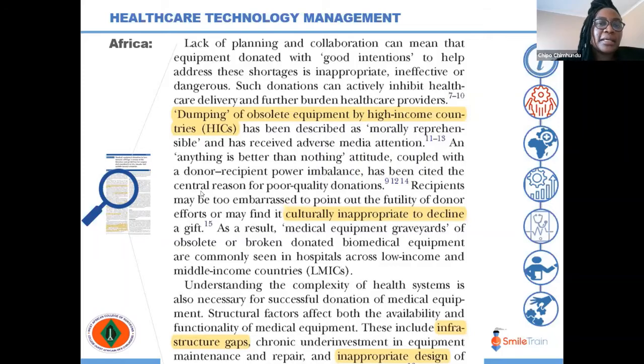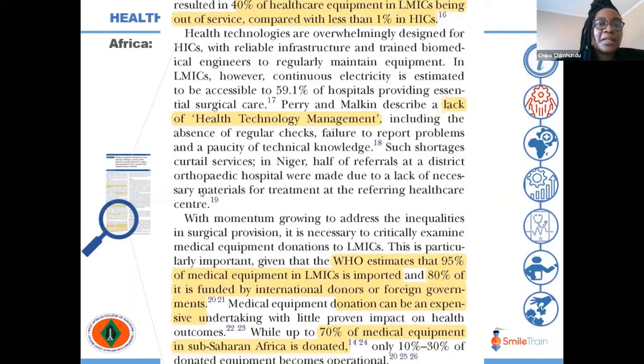You also find, unfortunately though, that of the equipment that's coming to low to middle income countries, 40% of it is out of service compared to our high income country counterparts, where only 1% of it is on average out of service. Essentially, the largest problem in our context is there's generally lack of management of the healthcare technology, which is causing a lot of the downtime. According to the WHO, the estimates are that 95% of medical equipment in our low to middle income countries is imported, with 80% being funded by international donors.